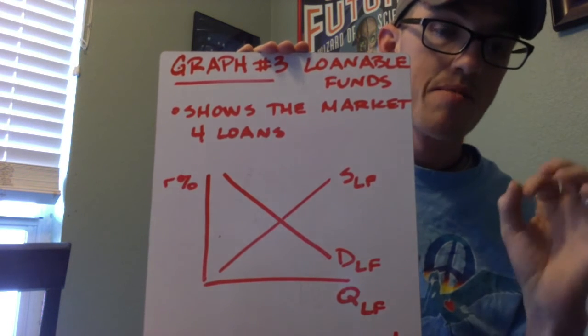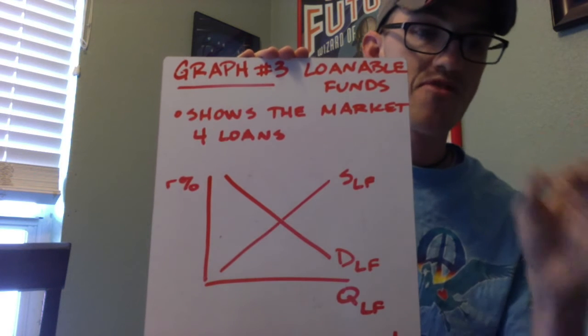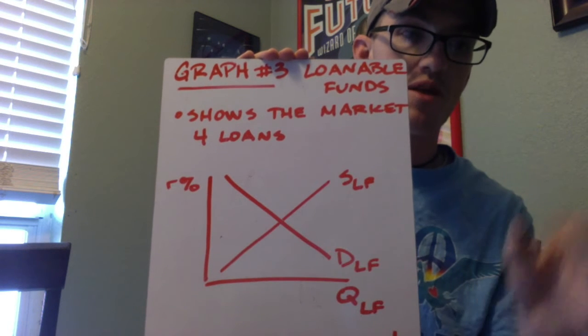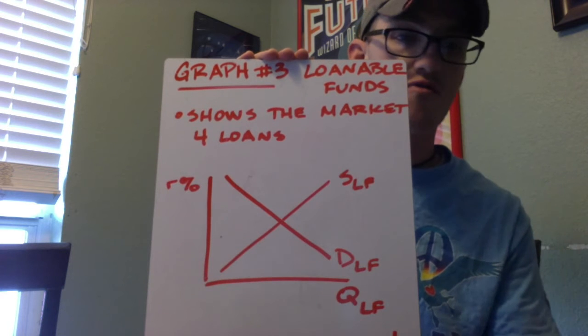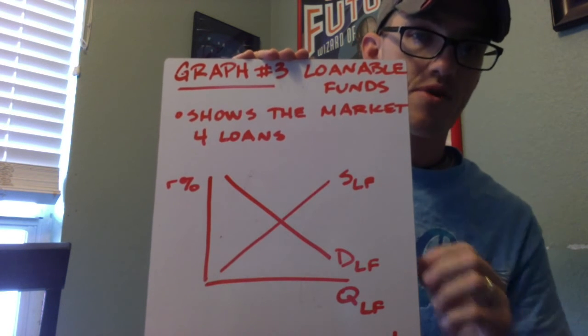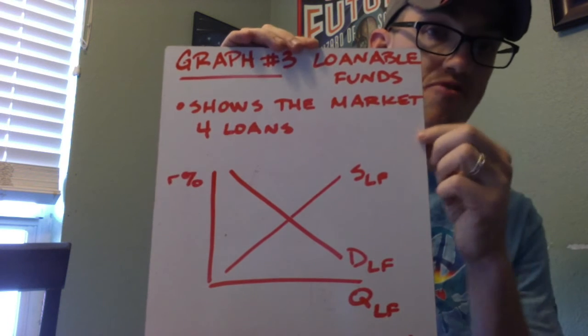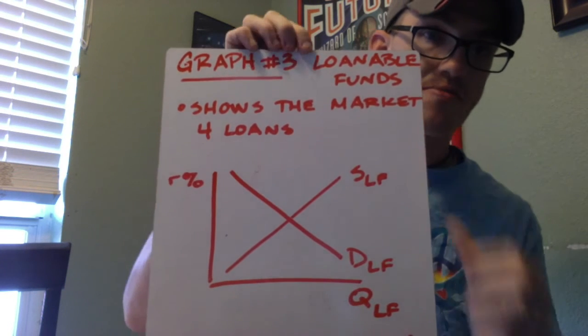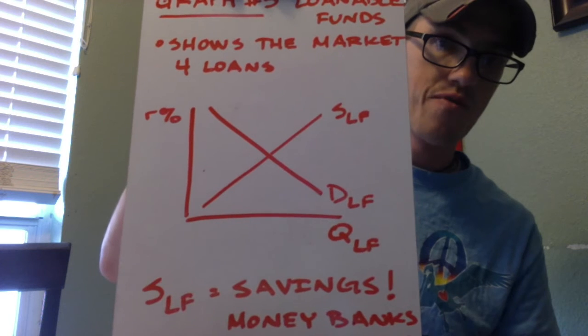But it is the relationship between banks and consumers, whoever those consumers may be, households, businesses, government, foreign sector, over loans. So loans cost money, in this case, interest rates. So this is what your graph should look like.